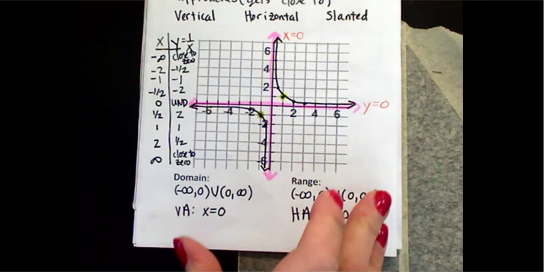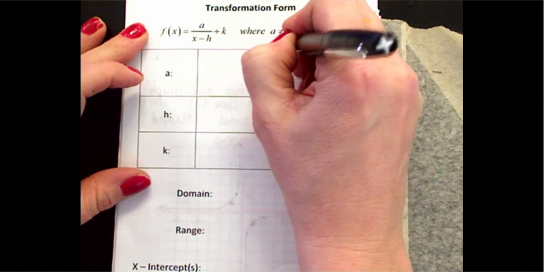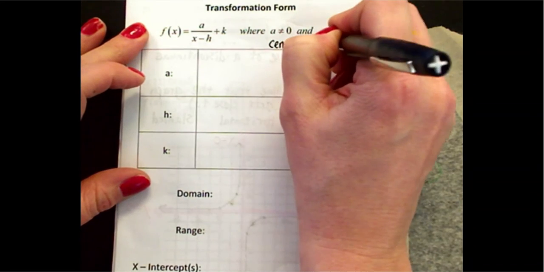Turn your page. Right, page 2. Okay, page 2. A, H, and K. They do the exact same thing as they've done for the rest of the year. Now, I am going to say the center of this graph is at 0, 0. We'll get to the examples right after this page, okay?